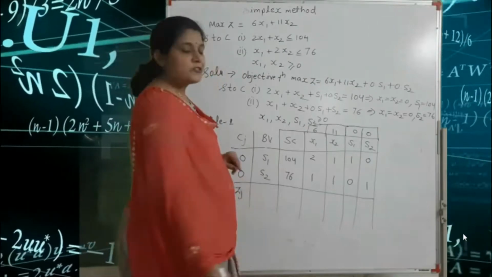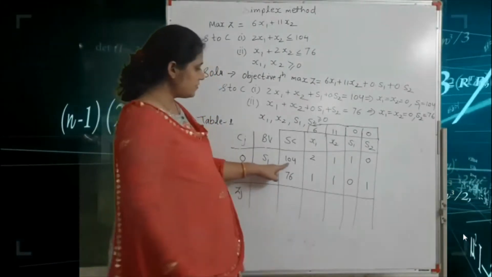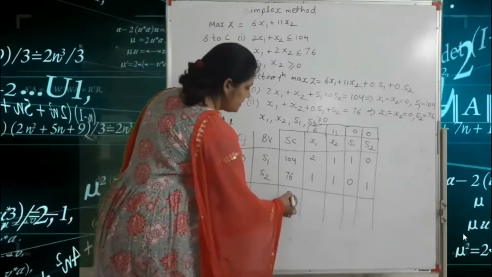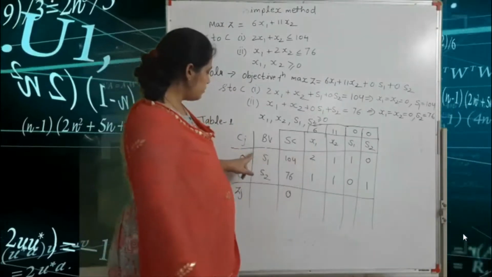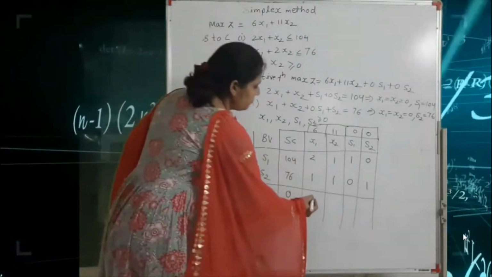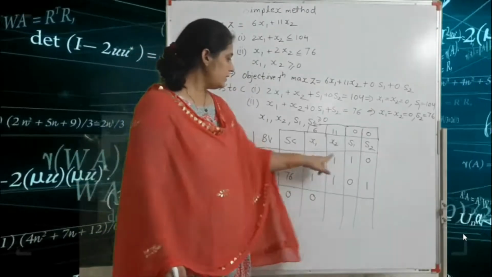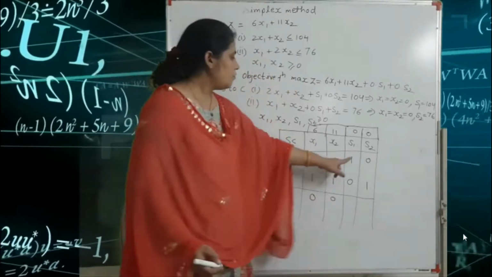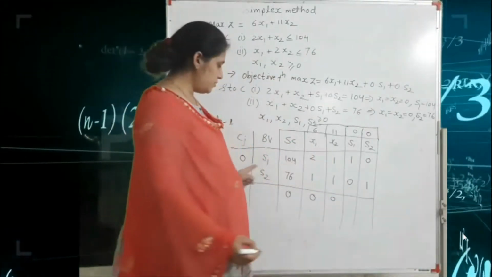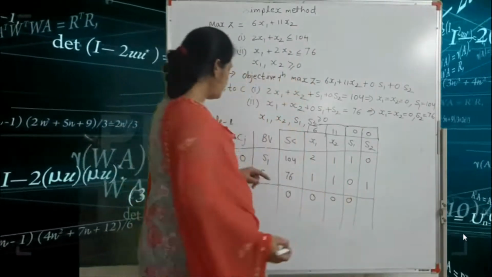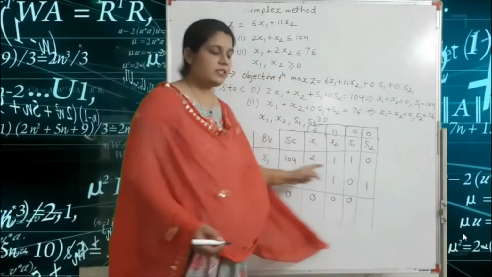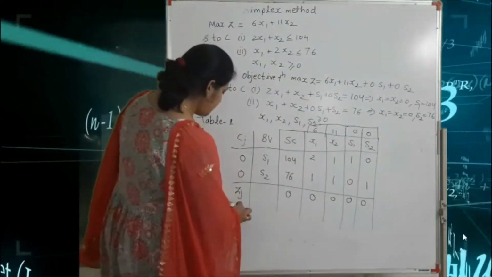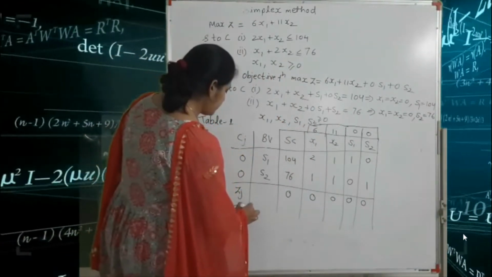Next we find the Zj. For finding the Zj, you write 104 into 0 plus 76 into 0, that means 0. 2 into 0 plus 1 into 0, that means 0. 1 into 0 plus 2 into 0, that means 0. 1 into 0 plus 0 into 0, that means 0. And 0 into 0 plus 1 into 0, that means 0.